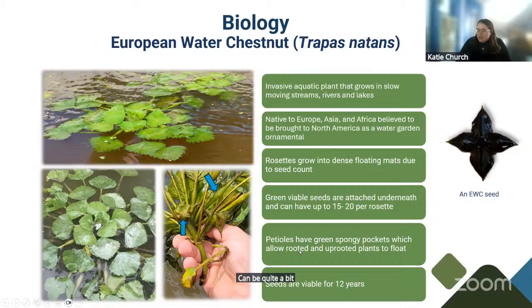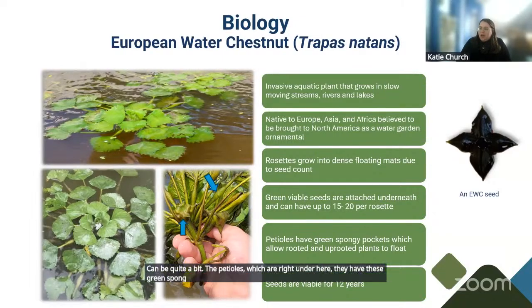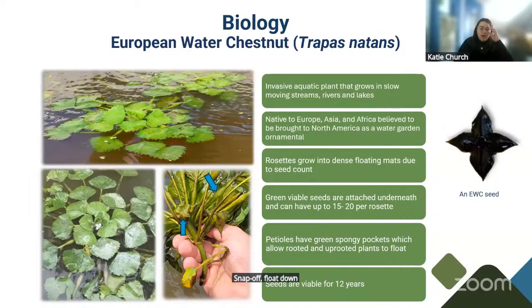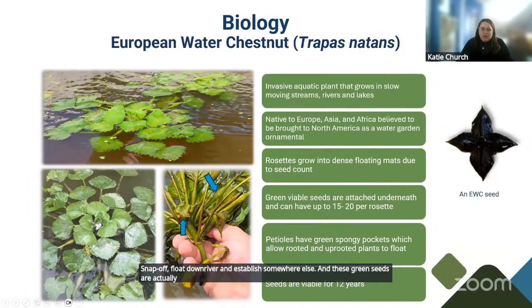The petioles, which are right under here, have these green spongy pockets, which allow the rooted plants and uprooted plants to float. So if a big wave comes in or a boat goes by with their wake, these plants can snap off. If they have the seeds, they can snap off, float downriver, and establish somewhere else. And these green seeds are actually viable for up to 12 years.